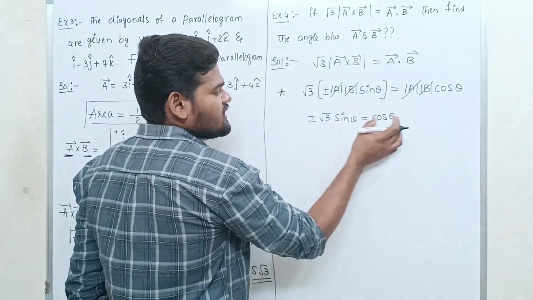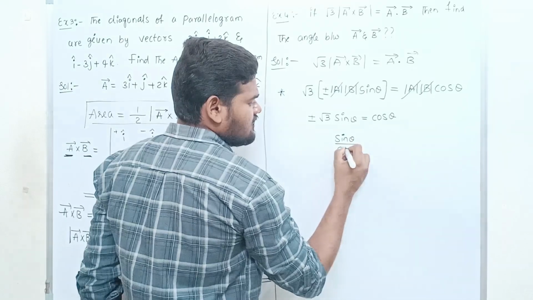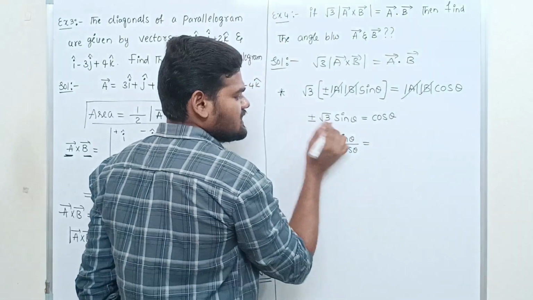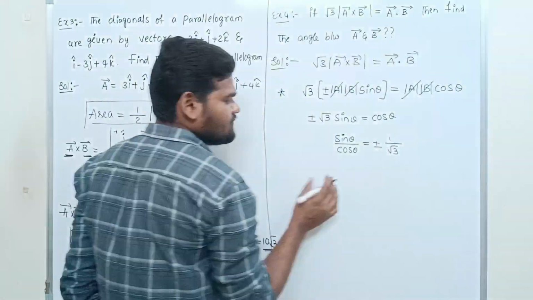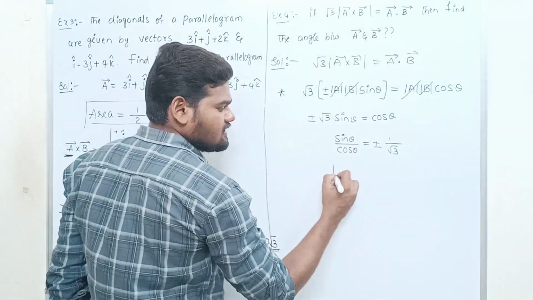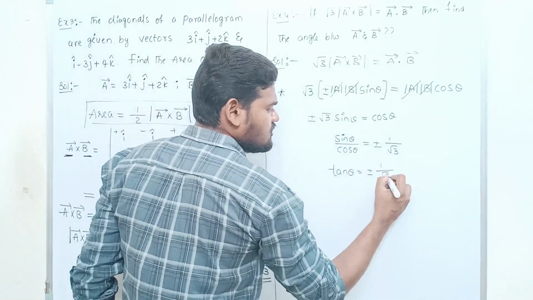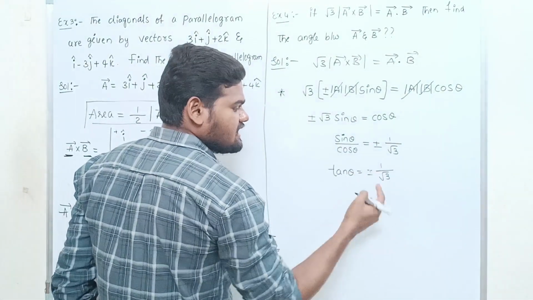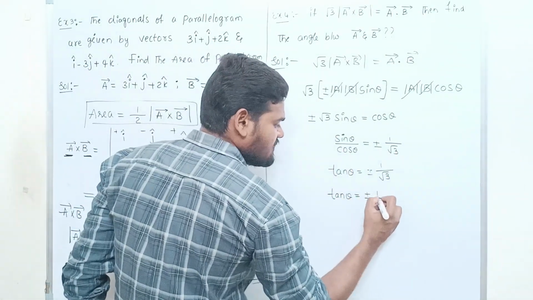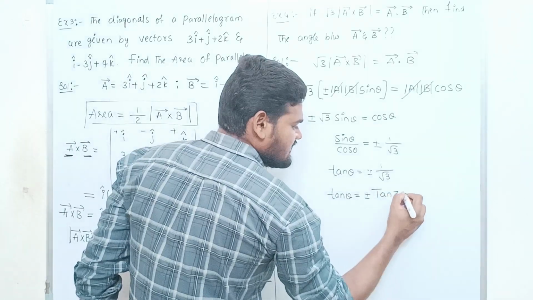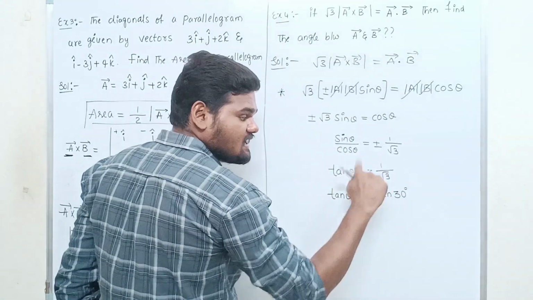So just bring this cos theta to this side. It becomes sin theta divided by cos theta, equal to plus or minus. If root 3 goes to that side, it becomes 1 by root 3. So sin theta by cos theta becomes tan theta, equal to plus or minus 1 by root 3. What is the value of 1 by root 3 in terms of tan? It is given by tan 30 degrees. Here we have plus or minus.